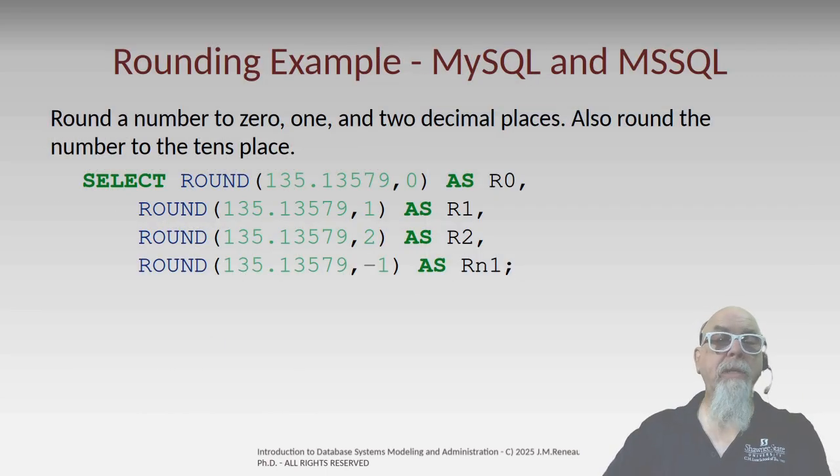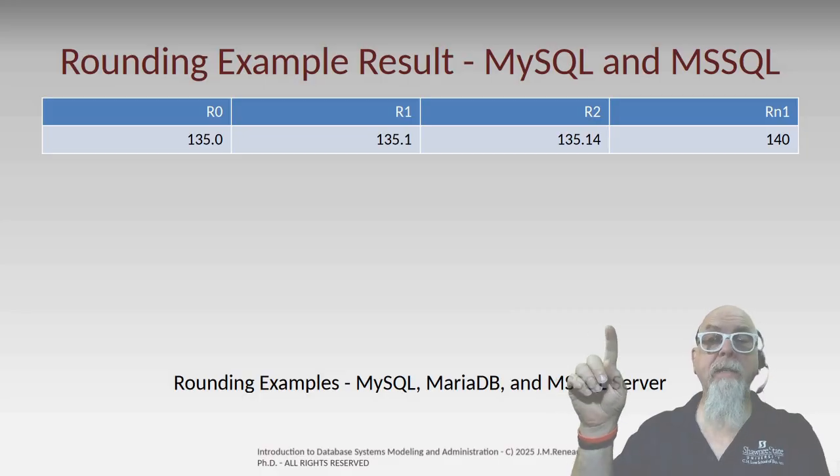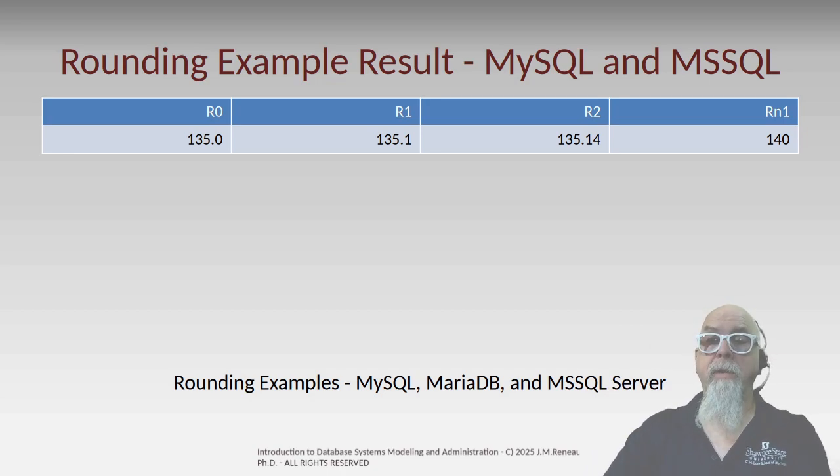So here I'm doing a simple select without a table to round this decimal number to either 0 places, 1 place, 2 places, or -1 places. And you can see the result of it rounded to 0 decimal places, 1 decimal place, 2 decimal places, or -1 decimal places, rounding the 135.1 something up to 140 because you're rounding to the tens by using a -1 as the number of decimal places in your round function.